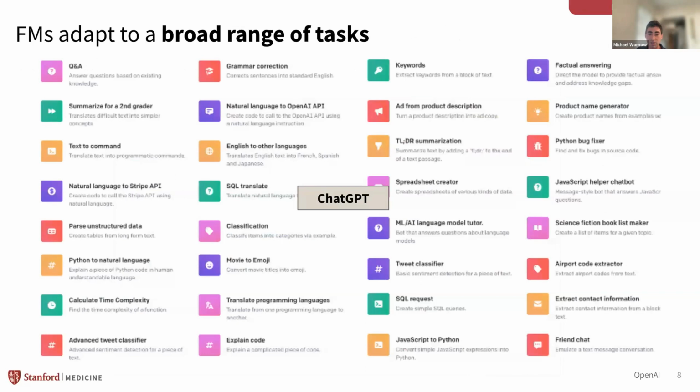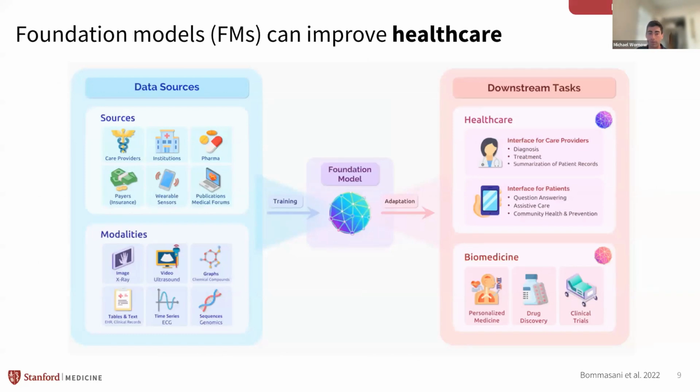So just to make this concrete, here's a screenshot of OpenAI's homepage, which lists all the various things that ChatGPT can do, things like writing SQL, translating language, or classifying tweets, even though the model itself was simply trained to predict the next word in a sentence and was never trained to do any of these specific tasks. And so it would be really cool if we could leverage the power of something like ChatGPT, but specifically for healthcare and for helping patients.